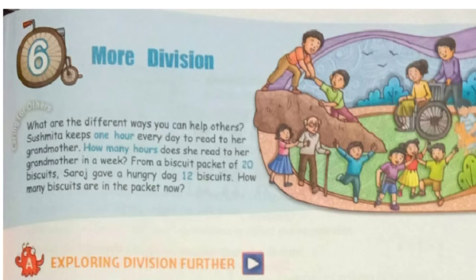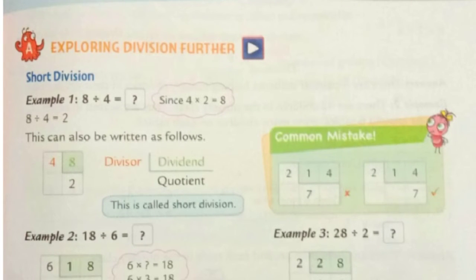Okay, so let's start. As you can see, the first topic is short division. What is short division? Short division is when we can solve by just reading out the table quickly. As you can see here, 14 divided by 2. We know that in the table of 2, 14 will come 7 times. Here we don't need to make a proper column and subtract. We can simply write the quotient down.